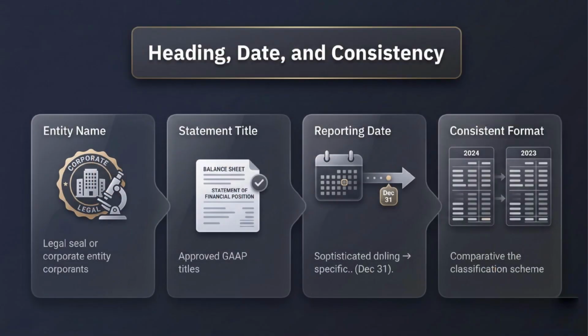The heading of a balance sheet is not a decoration. It is part of financial communication. It tells the reader whose financial position is being shown, what statement is being presented, and the exact reporting date. The entity name should identify the legal reporting entity. The statement title may be balance sheet or statement of financial position. The reporting date tells us the snapshot moment, such as December 31st, 2024. Consistency also matters. If comparative balance sheets are shown, the classification scheme and line item groupings should be comparable across periods. If prior period amounts are reclassified to match the current presentation, that should be handled with proper transparency.